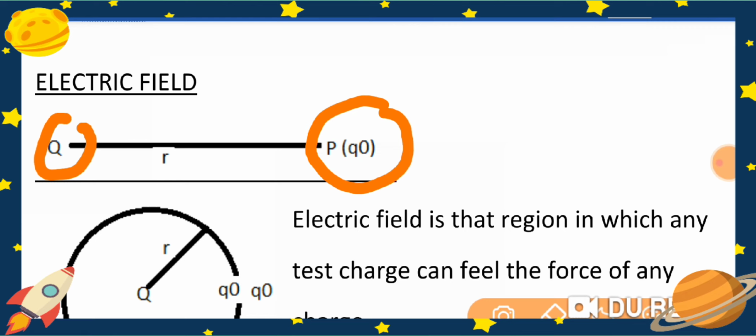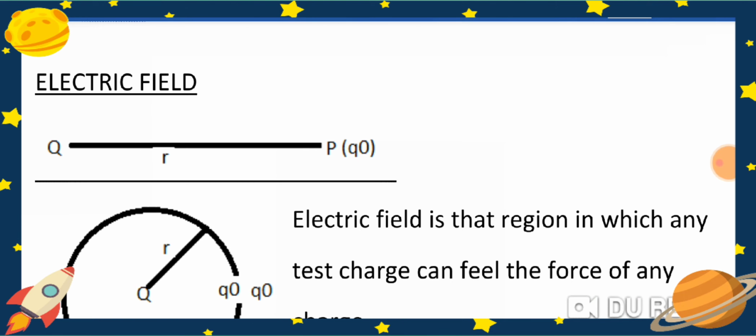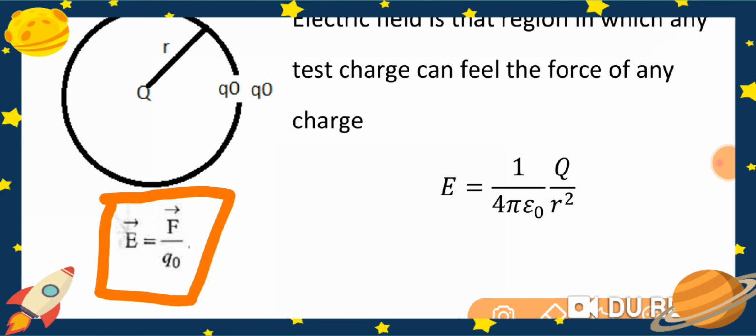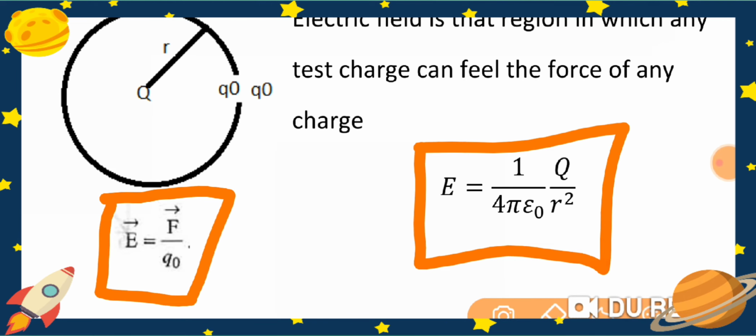F equals 1 upon 4 pi epsilon naught, capital Q Q naught upon R square. Now, if we place the value of force in the formula E equals F upon Q naught, then simply we get the final result as E equals 1 upon 4 pi epsilon naught Q upon R square. So, I hope you can understand these two basic formulas, basic definitions, and basic concepts easily.